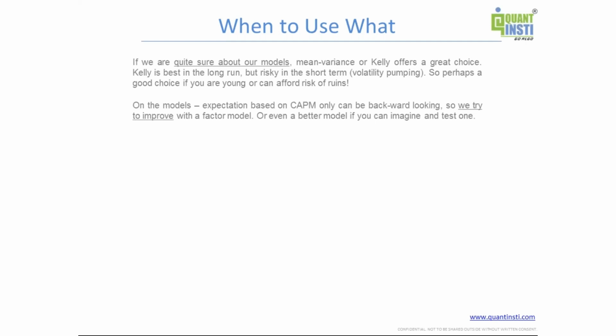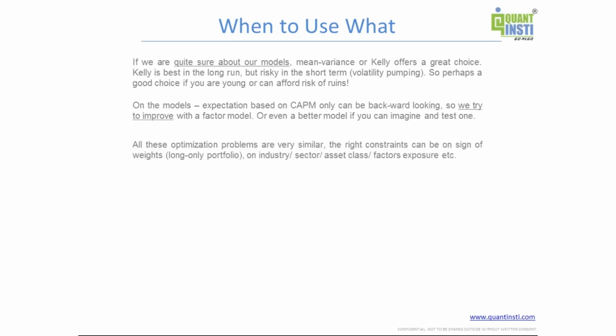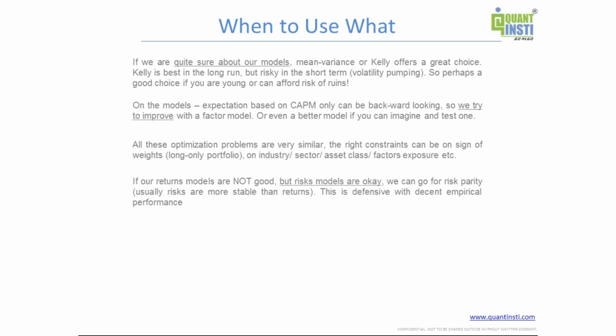Why? Because you're even splitting, you're explaining the idiosyncratic returns. Whatever CAPM says is random, you're saying that no, it's not random. So obviously your modeling accuracy goes up. So if you're using either Kelly or mean variance, the MPT, probably you want to do a factor based modeling for your expected return. But if your model is not good, then you can essentially go for risk parity.